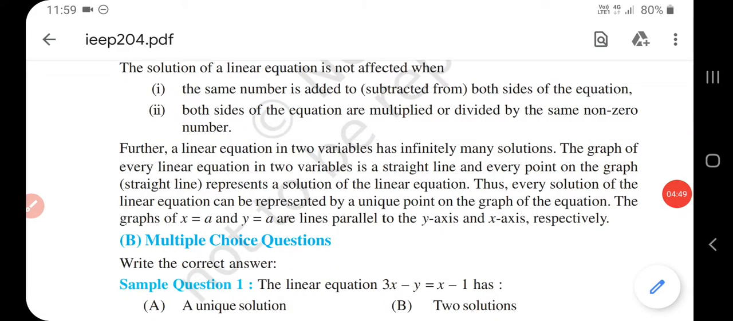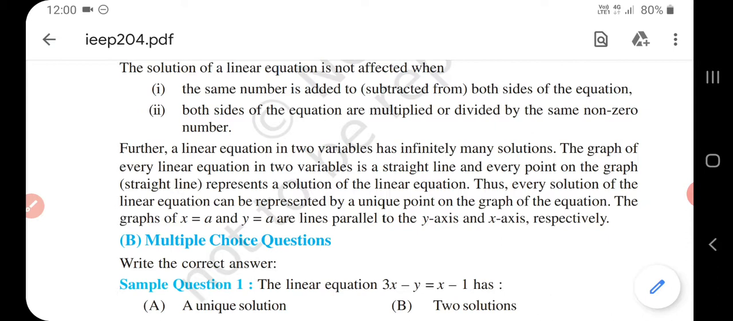Okay student, remember one more thing: the method to write a given statement as a linear equation in two variables. To write a given statement or a word problem in the form of a linear equation in two variables, first identify the variable quantities and assume them as x and y. Okay, understand? Then write the given condition in terms of x and y and convert it into the form ax plus by plus c is equal to 0, which is the required linear equation in two variables.